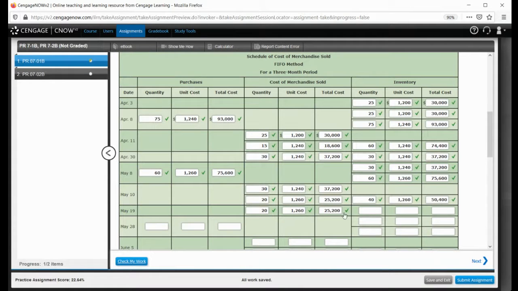What we have left over are 20 units, because we sold 20 of the 40 we had left over from before. $12.60 is the cost of each one of these, and then you would multiply the two of these, and it'll give you a total ending inventory amount of 25,200.